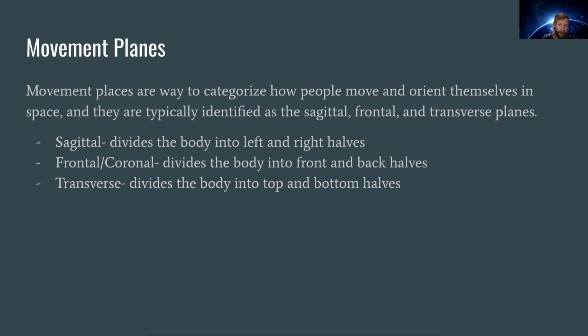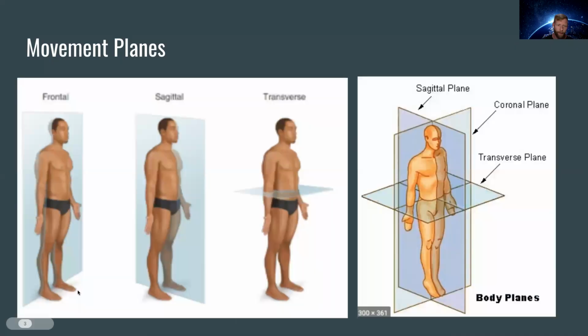The frontal plane divides the body into front and back halves. And the transverse plane divides the body into top and bottom halves. On the next slide, we've got a few pictures that'll outline this in a little more detail. Visuals are always helpful. We look at the frontal plane, which is divided front to back. We've got the sagittal, which bisects right in half, right to left. And then we've got the transverse, which bisects the top from the bottom.